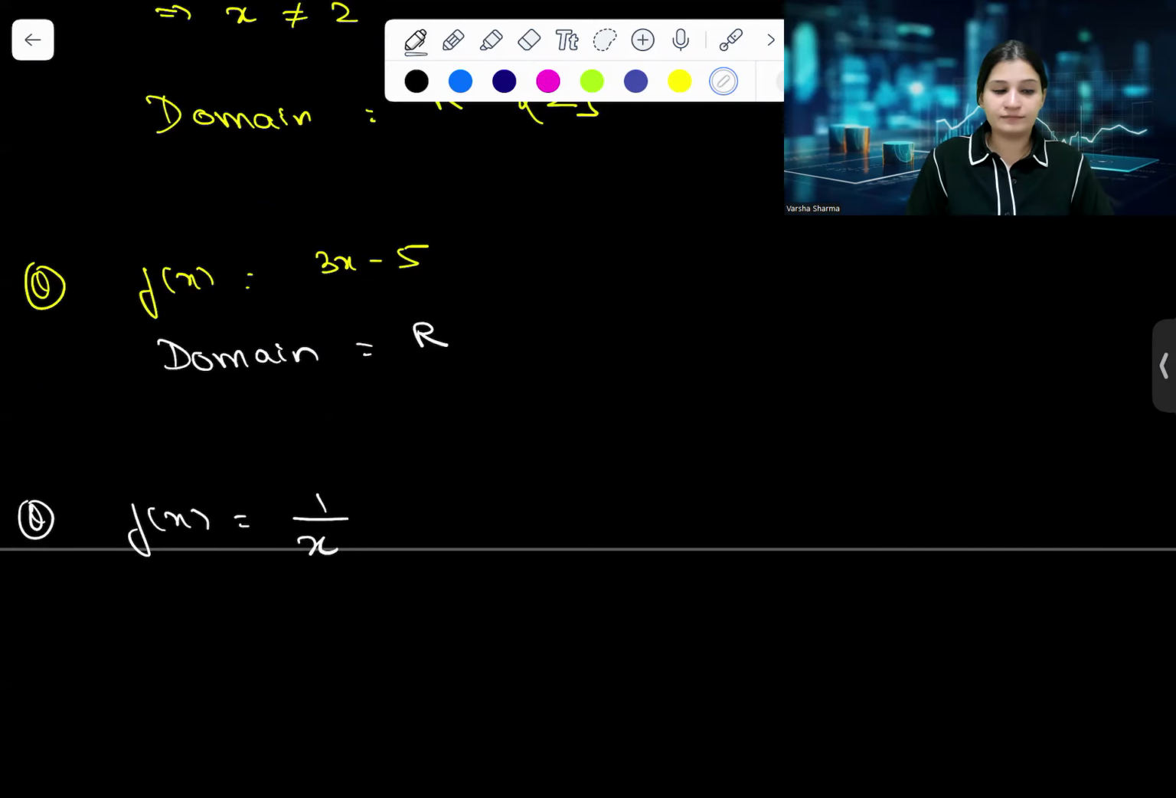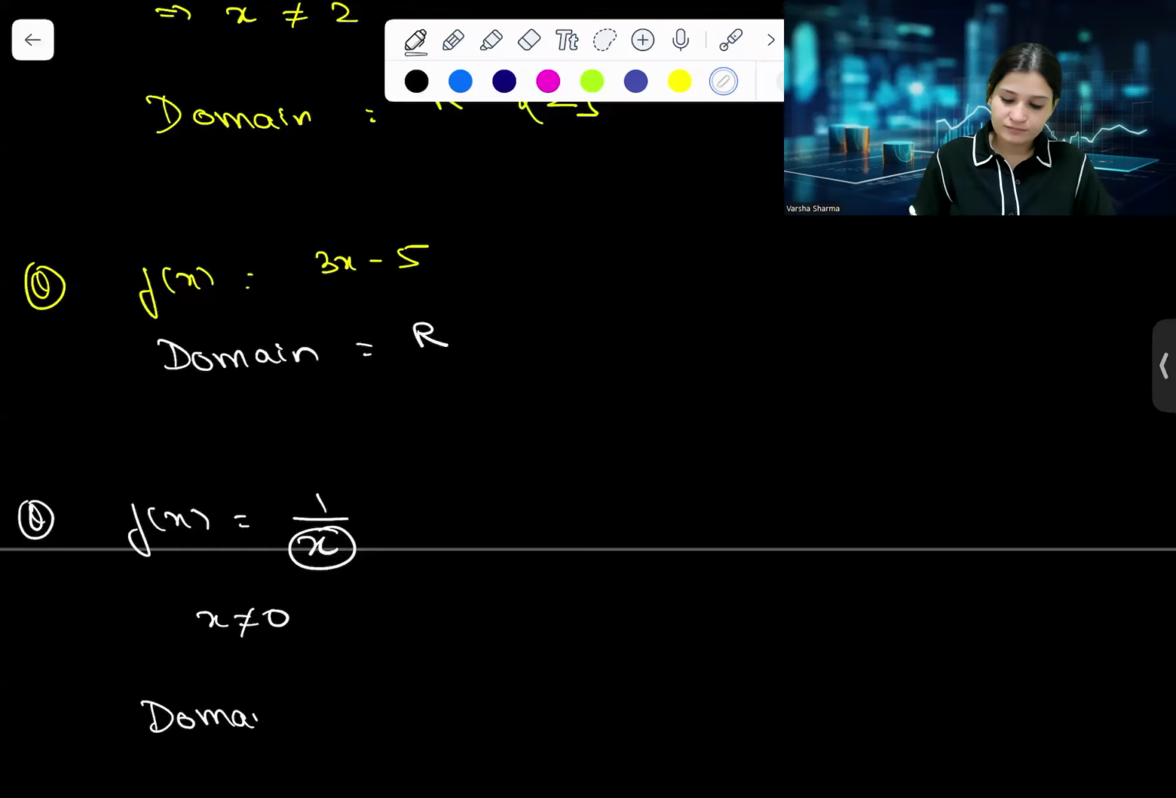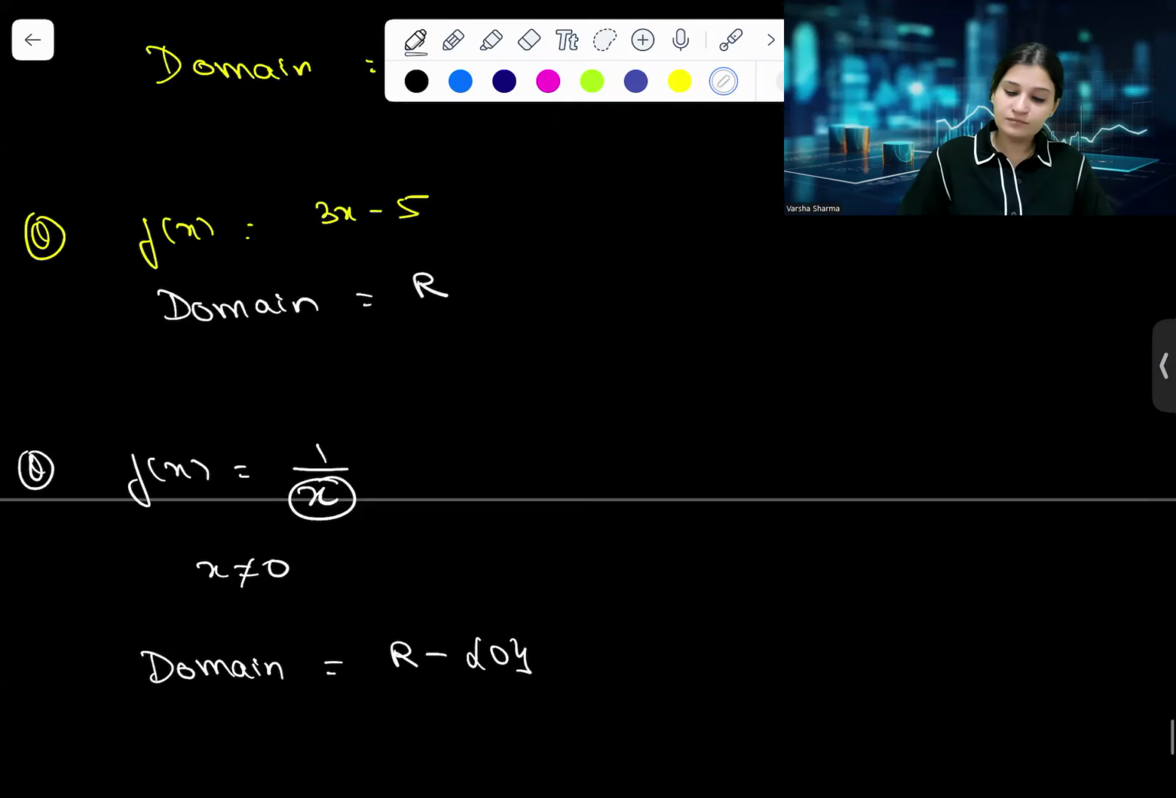Answer, guys. x not equal to 0. The denominator should not be equal to 0. So I'm not allowed to have x equal to 0, right? So domain will be all real numbers except 0. All real numbers except 0.